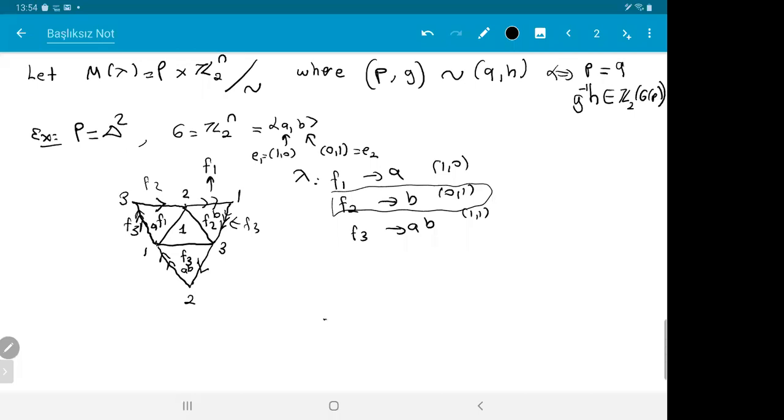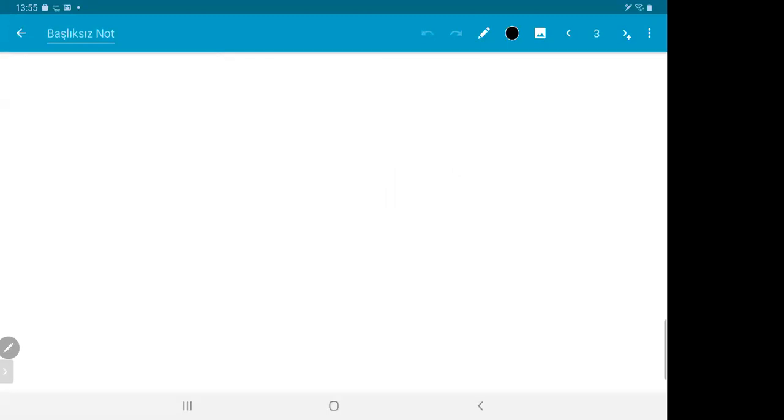So, okay, I can denote this composition of this triangle. Right. And this is what we expect, right? This is RP2. So given a lambda, we can obtain a manifold.